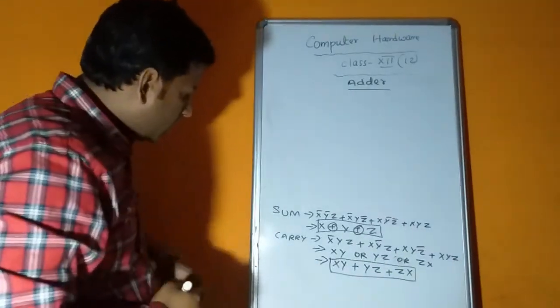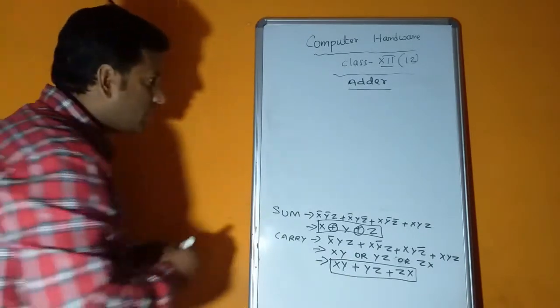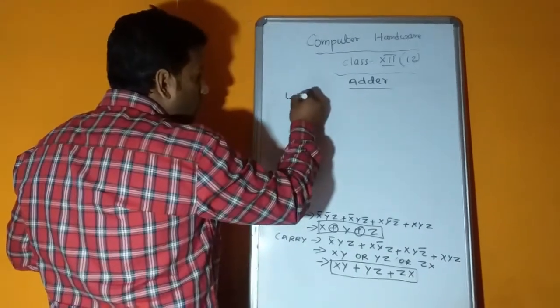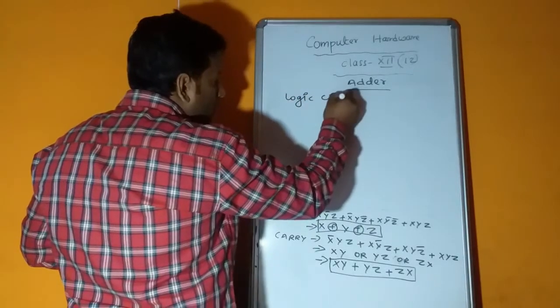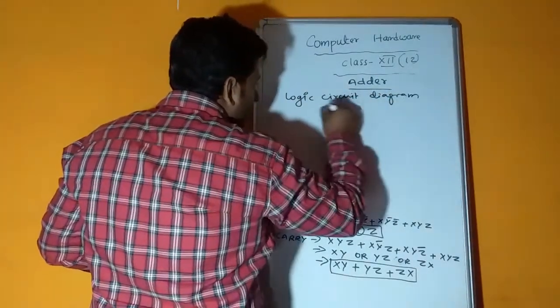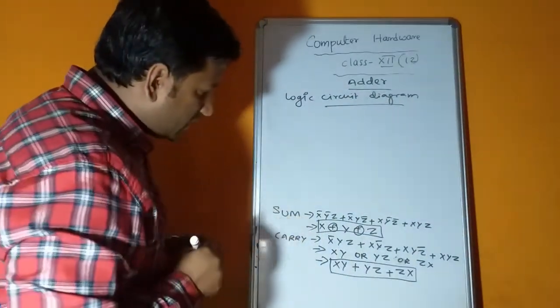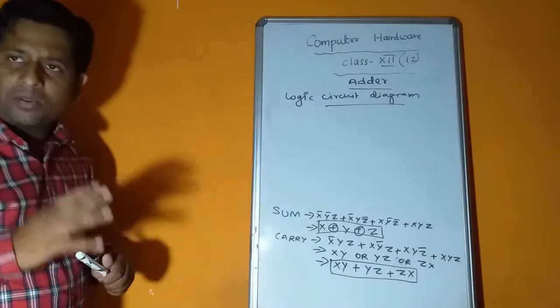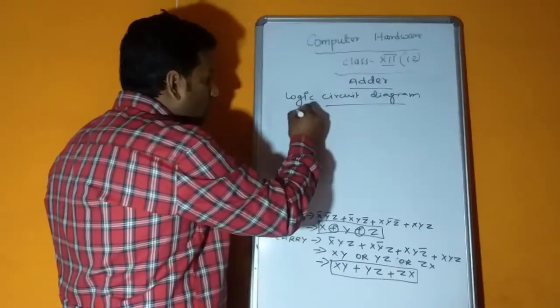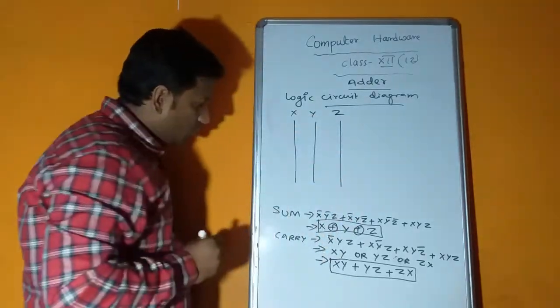Now we'll be designing the logic circuit diagram from the boolean algebra part of sum and carry. Okay, for full adder only. So logic circuit diagram. So how many variables do we have? We have to check that first. In both the cases, we can see we have only three variables, that is x, y, and z. So we'll do this one.